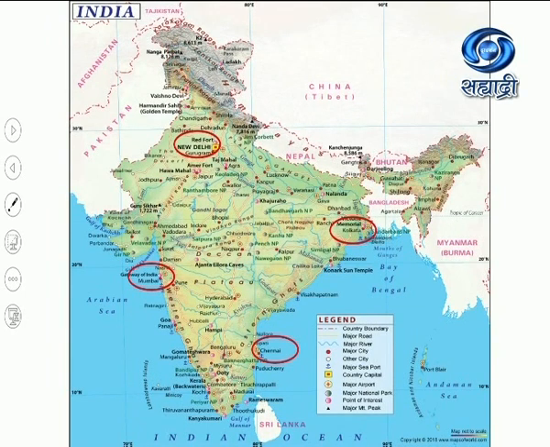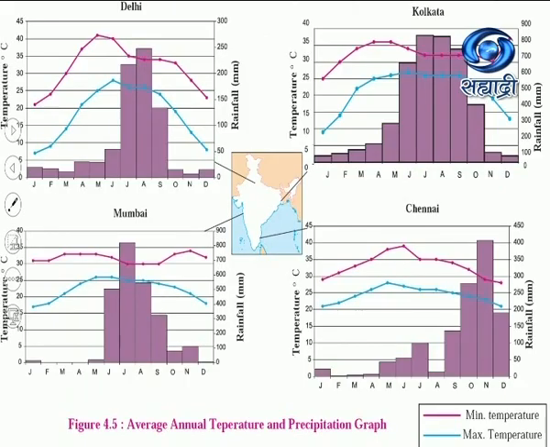Now, let's see, they have shown the graphical representation of 4 cities of India. They are New Delhi, Kolkata, Mumbai, and Chennai. Let's talk about Delhi. Delhi is far away from the oceans. So, in this graph you see maximum rainfall in the months of July, August, and September. In the month of August, you'll find maximum rainfall, that is 250 millimeters.